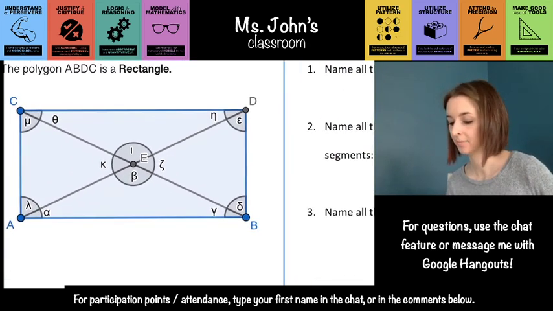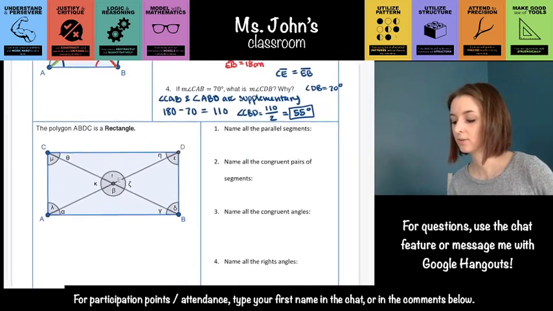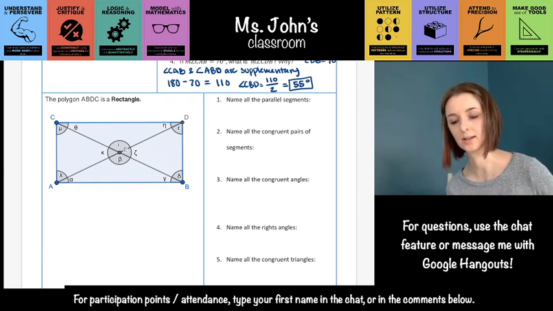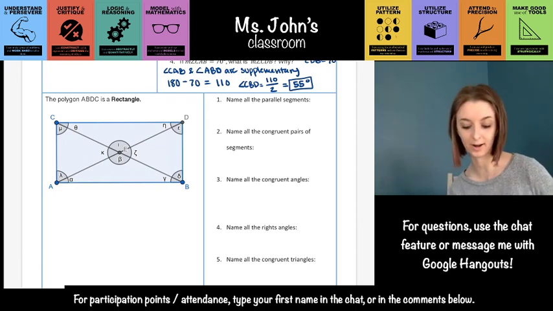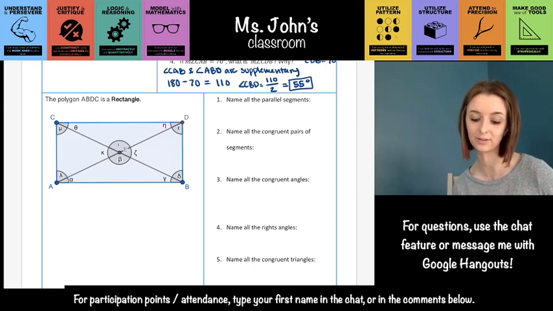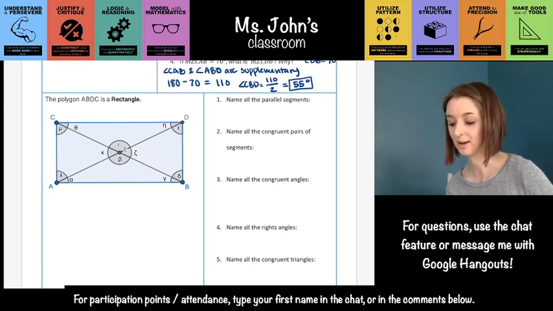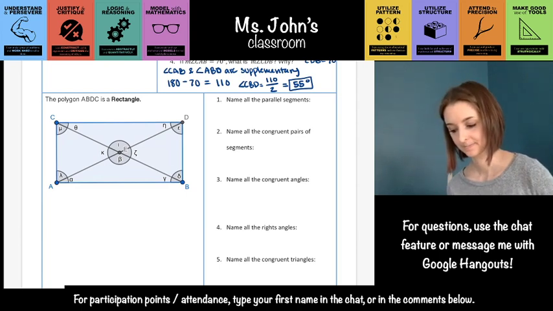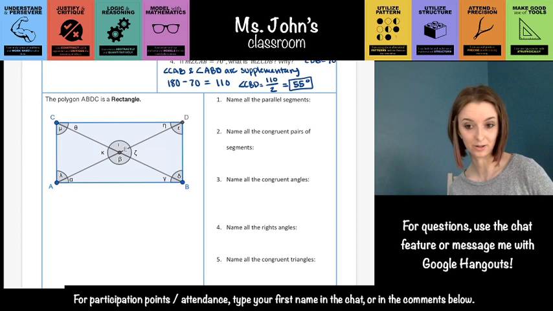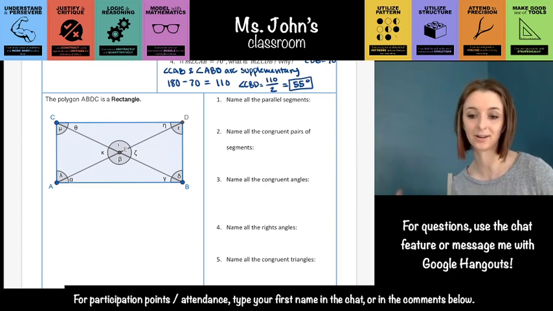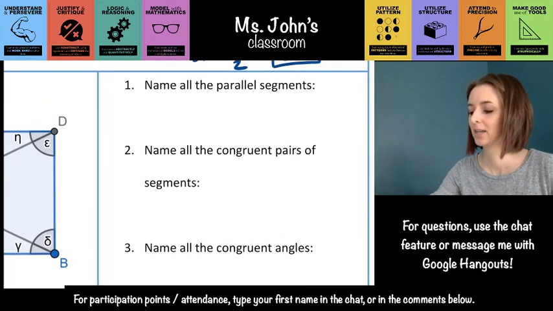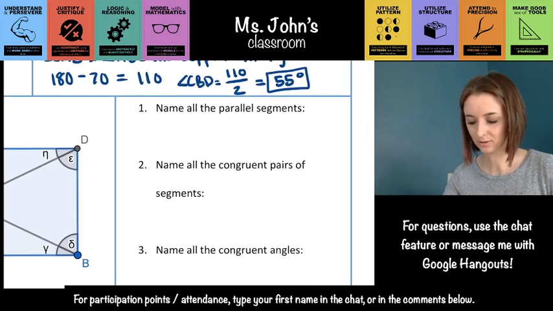Anyway, these ones, I think that you can do by yourself. So I would encourage you to maybe pause me and try listing these things yourself. There's not any numbers here. The first question says name all of the parallel line segments. So this is a rectangle. So the parallel line segments are here and here. So you just have to write those.